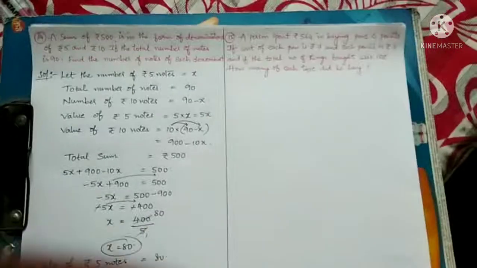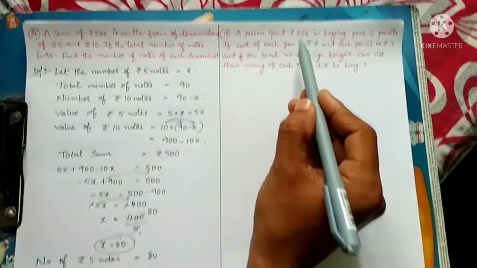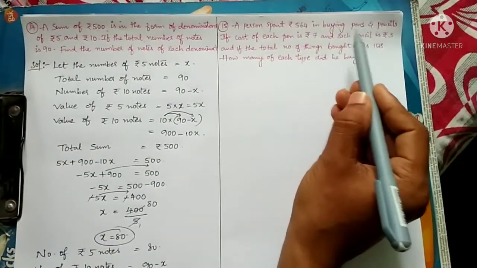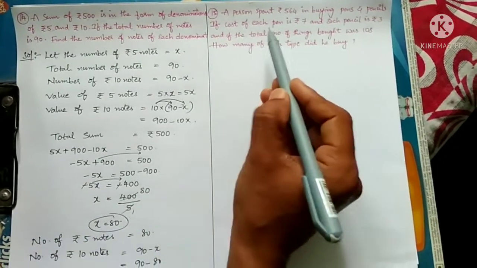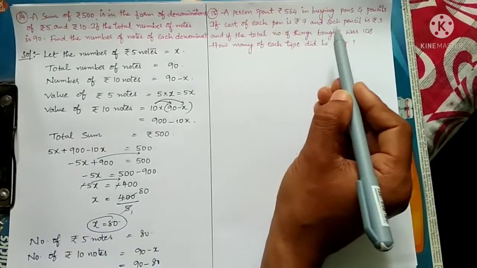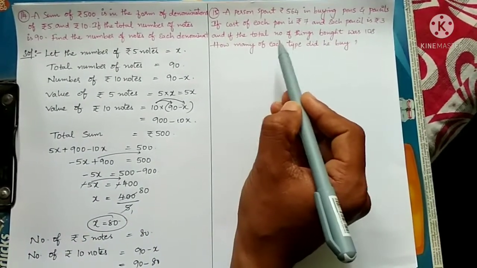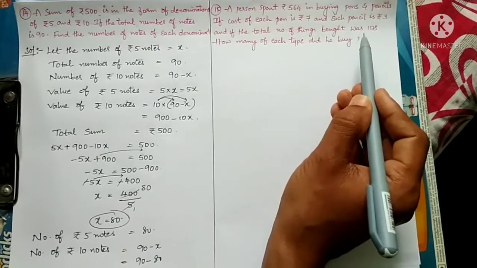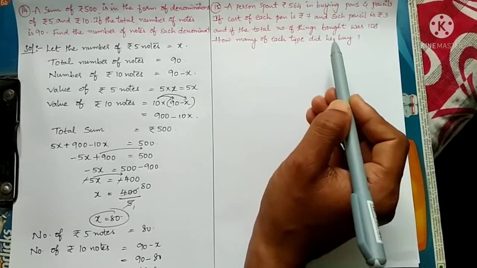So let us see the next question, number 15. A person spent rupees 564 in buying pens and pencils. If the cost of each pen is rupees 7 and each pencil is rupees 3, and if the total number of things bought was 108, how many of each type did he buy?